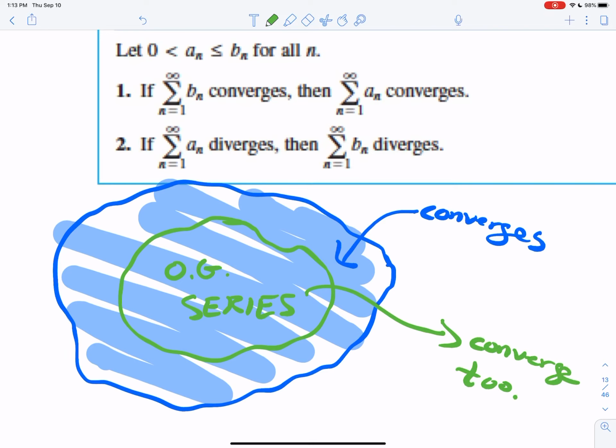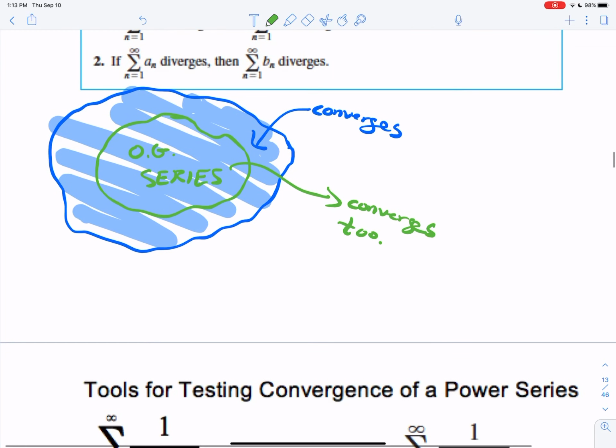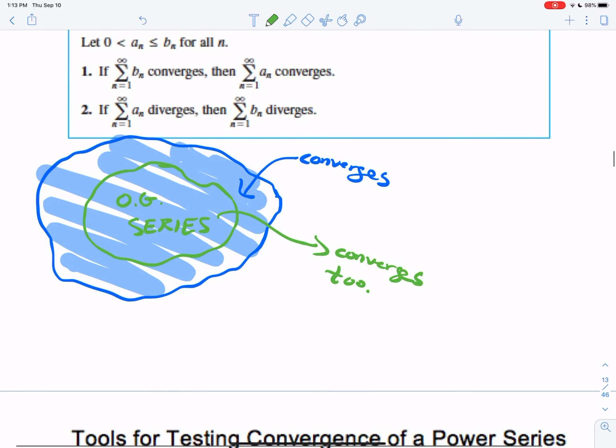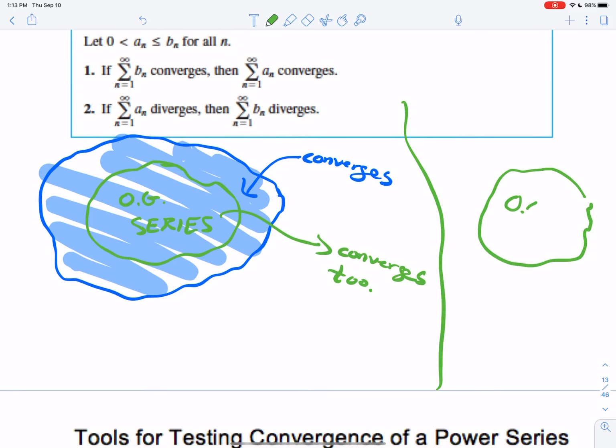Replay that a couple times. If we can show that a larger series converges, then the smaller series has to converge as well. Or let me give you another scenario here. Let's say this was your original series.